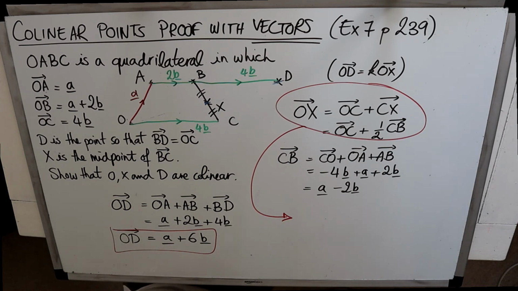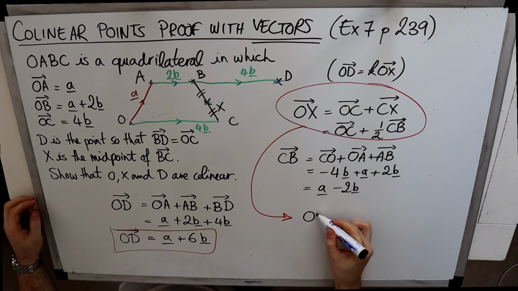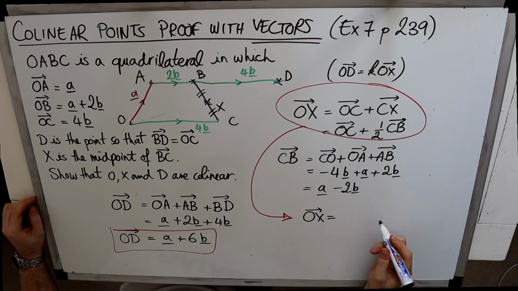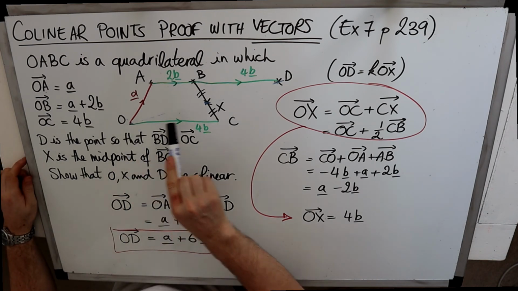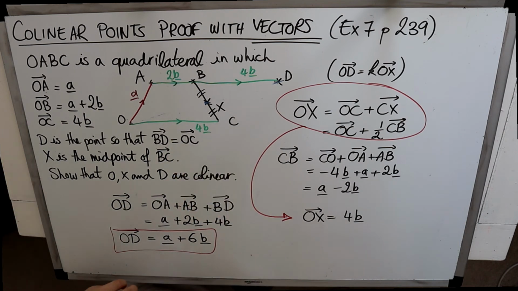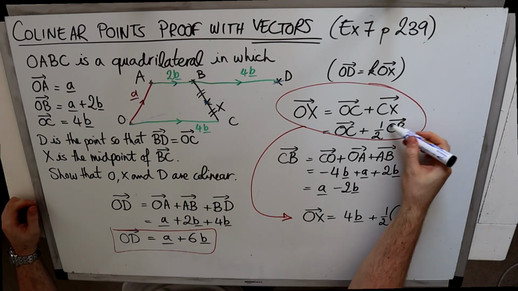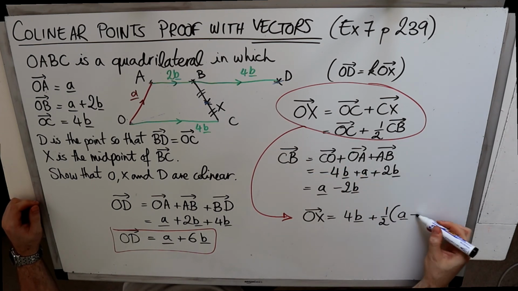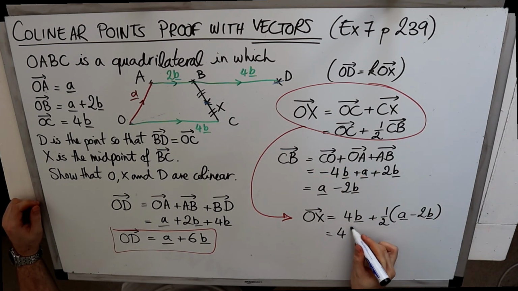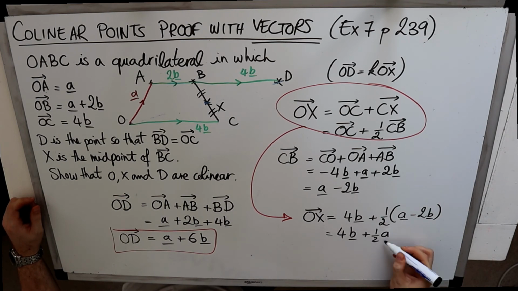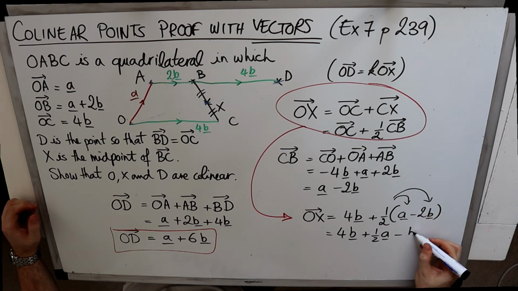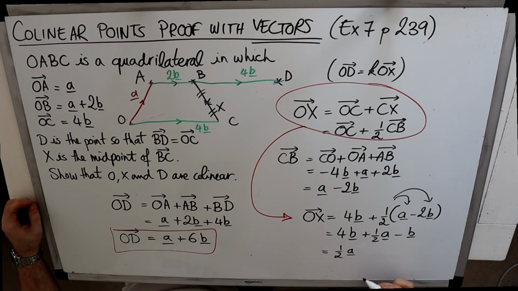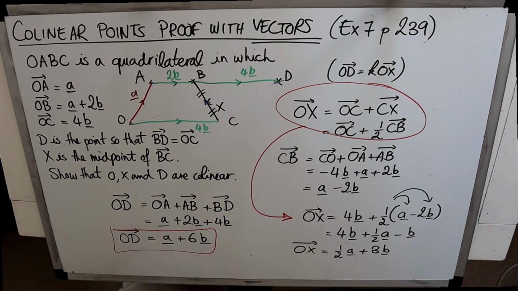So if I go back to this one now, I've defined CB in terms of a and b, so I can write OX is equal to OC, which we can see is just 4b. It's a little bit redundant because I'm going across 4b and then back half of 4b, across half of a, and then across half of b, plus 1/2 of, and this is where I can just substitute CB in, a minus 2b, which is the same as 4b plus 1/2 a, just by multiplying through, minus, and then 1/2 of 2b is just 1b, which gives me 1/2 of a plus 3b by gathering my terms.